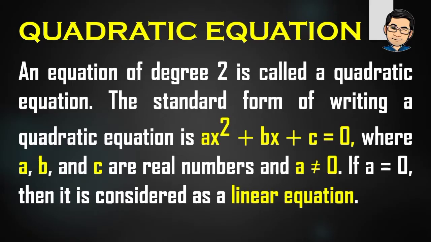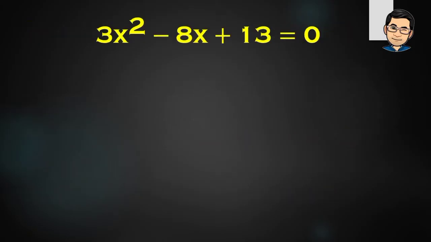And then, equation ang pinag-uusapan natin, of course, kailangan meron yung equal symbol. And then, lagi siyang 0, equal 0, kapag standard form ang pinag-uusapan. So, let's have an example of quadratic equation. We have 3x squared minus 8x plus 13 equals 0.